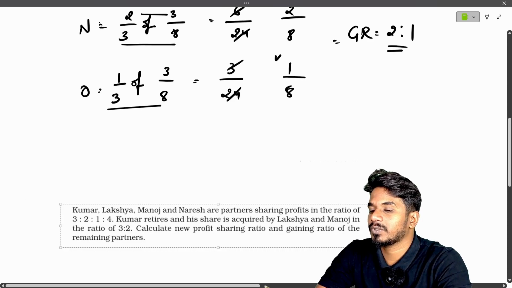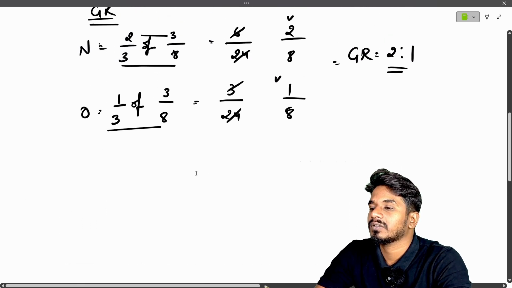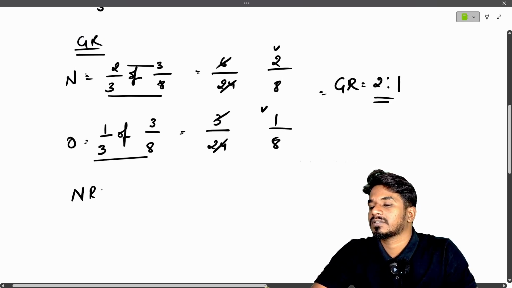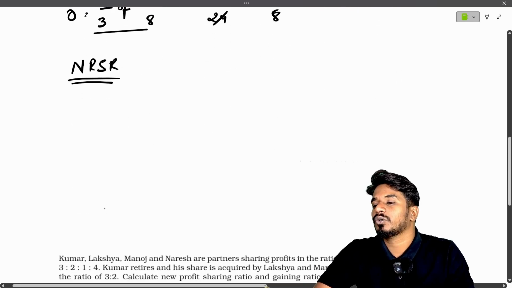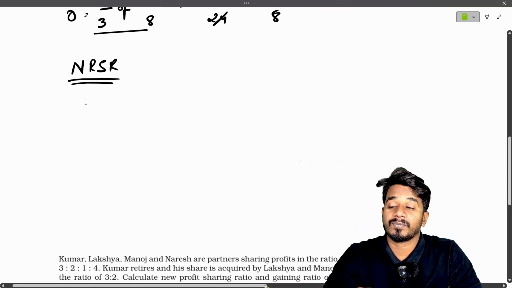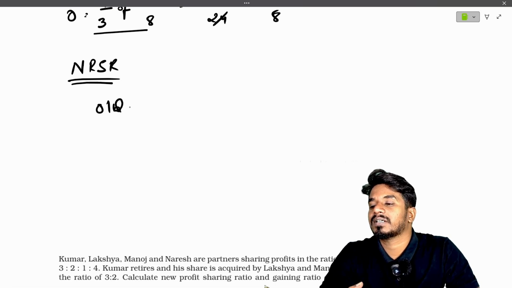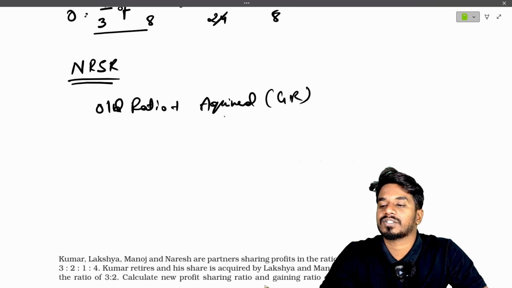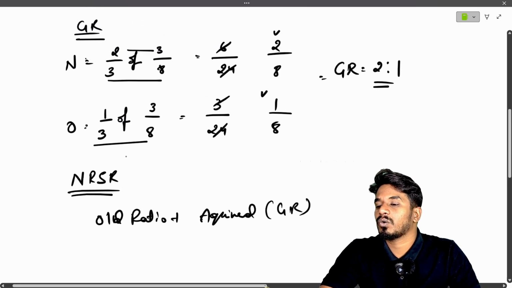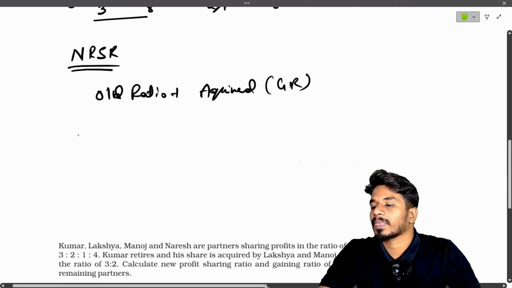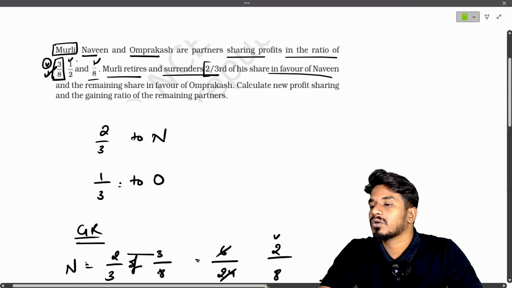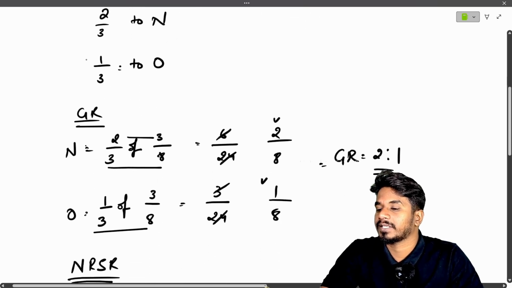So this is the next question. So let us find out NPSR, new profit sharing ratio. What is the formula? Old ratio, if you add the acquired, that is your gain ratio. Correct. So what is the old ratio for N and O? The old ratio is 1 by 2 and 1 by 8.